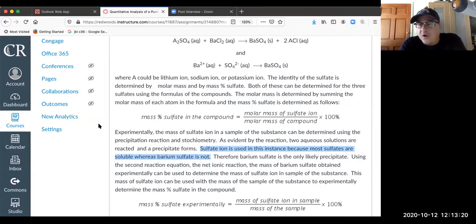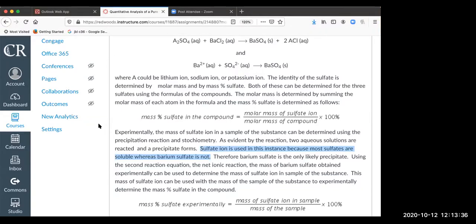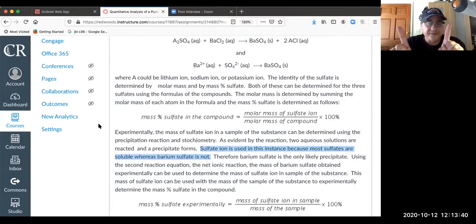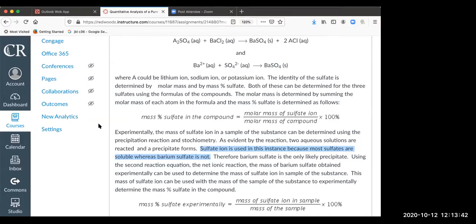And the answer is no, because here the deal is when we collect the precipitate, it's supposed to be all one thing. And if it's all one thing, we can figure out how many moles of it. But if it were two things, how would you figure out how many moles of sulfate you have? Because if you had two things, you wouldn't know how much of it was one and how much was the other.